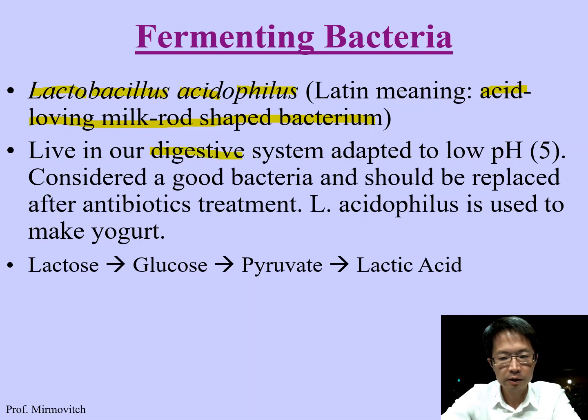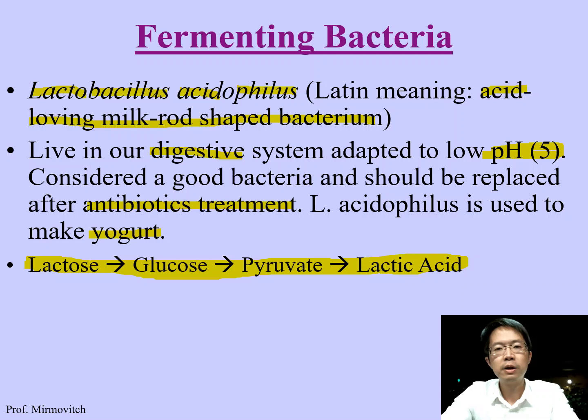They live in the digestive system. They love an acidic environment, which is why they live at pH 5. We consider them good bacteria. They can be killed after antibiotic treatment. We use them to make yogurt because this bacterium can convert lactose into lactic acid. One of the reasons we consider it a good bacterium is that some people believe it can help reduce diarrhea, and it can also have other probiotic benefits, like helping people lose weight. So that's why we consider it a good bacterium.